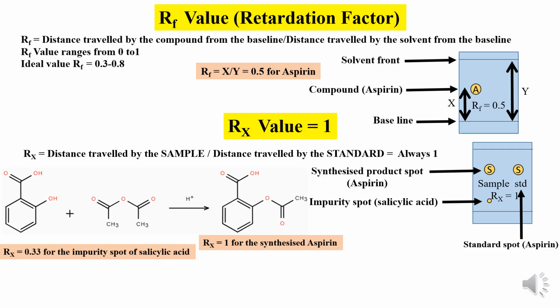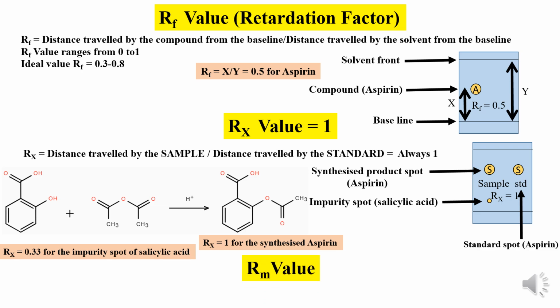So you can not only identify the synthesized compound by Rx value by comparing with the standard spot, at the same time you can also assess the purity of the compound. If you get any impurity spot, then it clearly states that the product is not pure, and therefore you have to recrystallize the aspirin sample synthesized in the laboratory. After purification, you can run the sample again and make sure this time the impurity spot doesn't show up in the paper chromatography. And that's about Rx value.